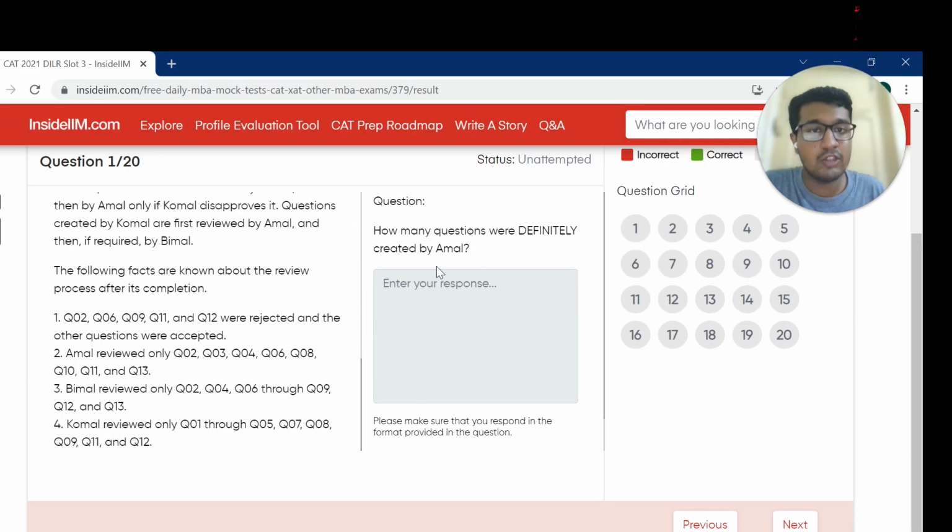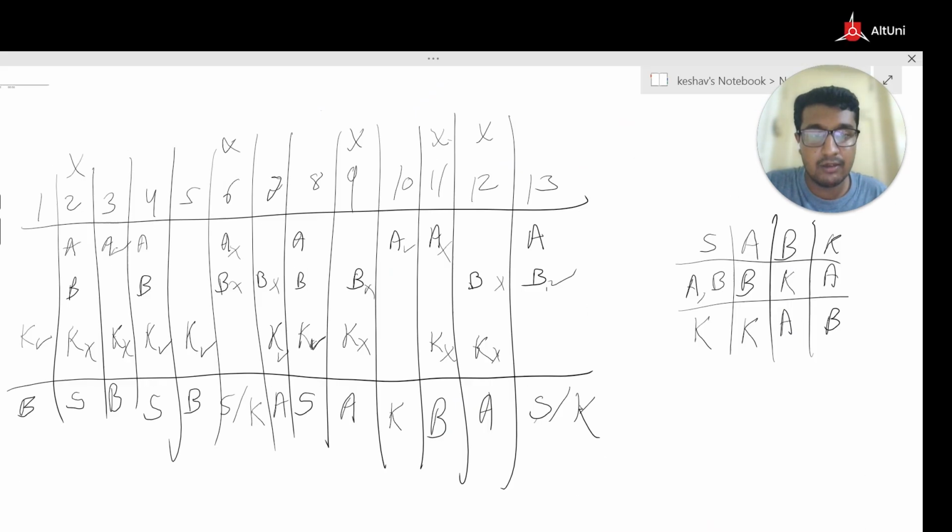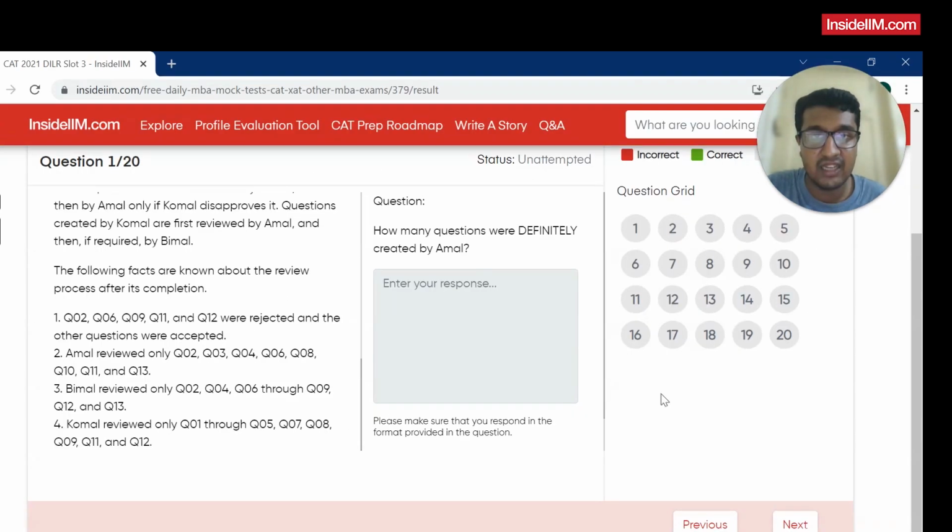Now let's move on to the first question. How many questions were definitely created by Amal? From the table we can see this is the questions created. So 7th, 9th and 12th questions are definitely created by Amal. So 3 of them. Answer is 3.